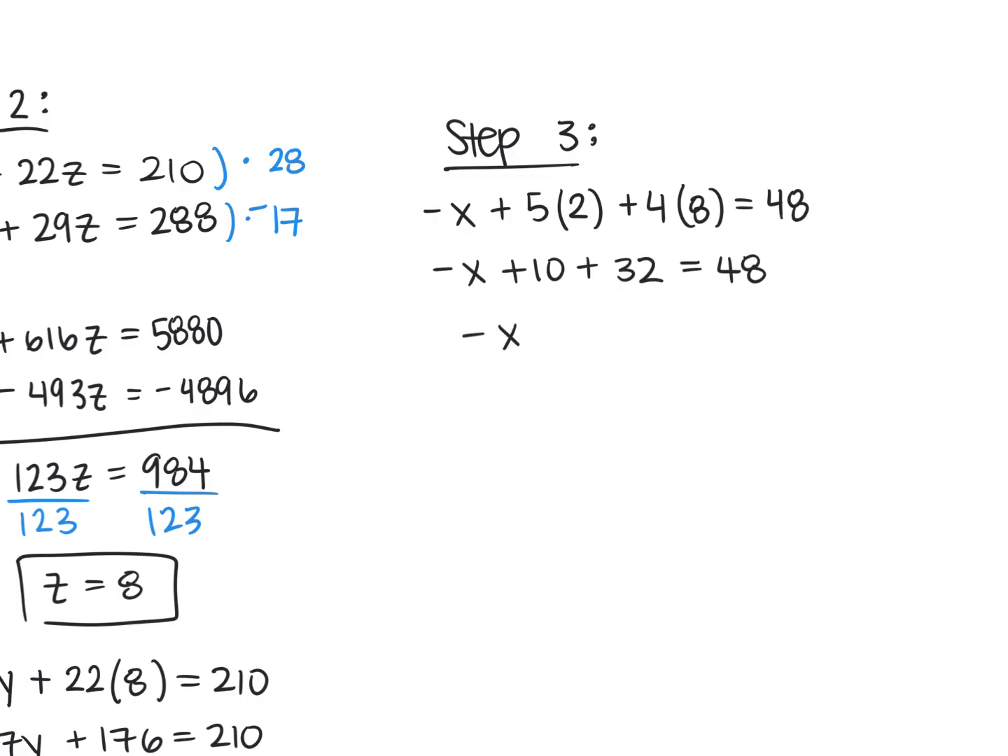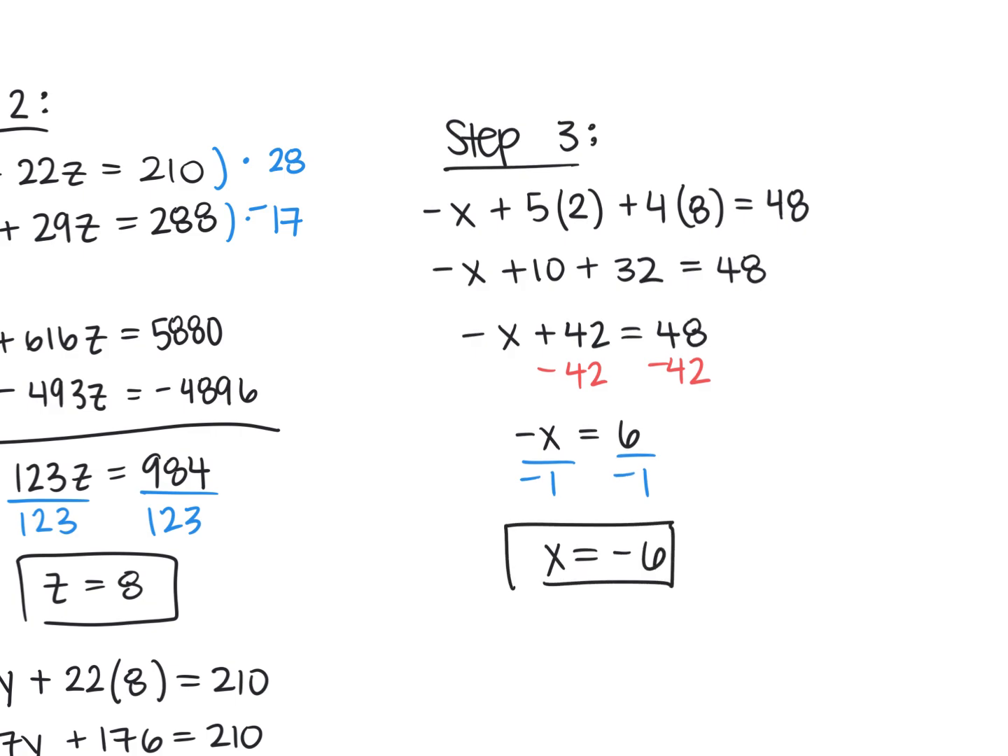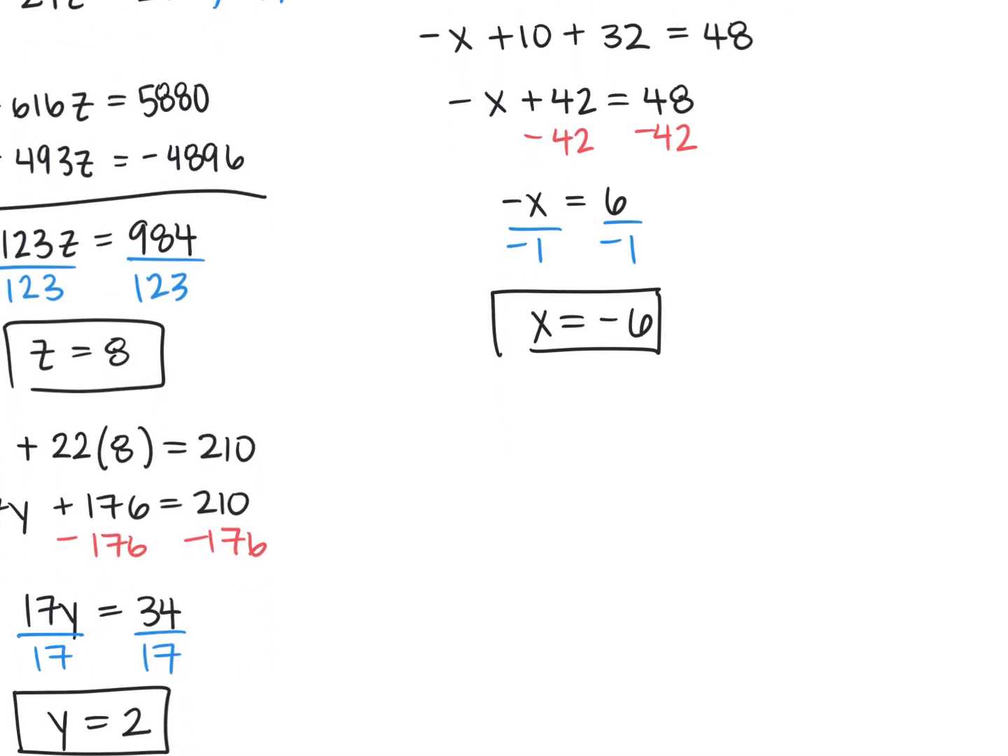Combining like terms, we get negative x plus 42 equals 48. We're going to subtract 42 from both sides. So we get negative x equals 6. Divide both sides by the negative 1. And we get that x equals negative 6. So again, I can leave my solution just like this, or I can write it as a point, negative 6, comma 2, comma 8.